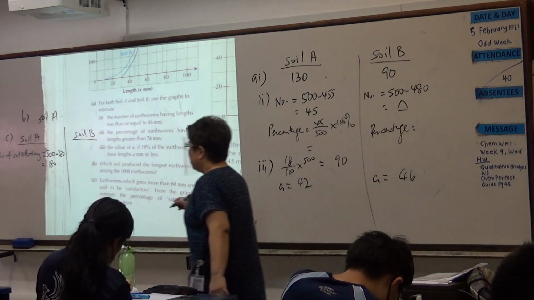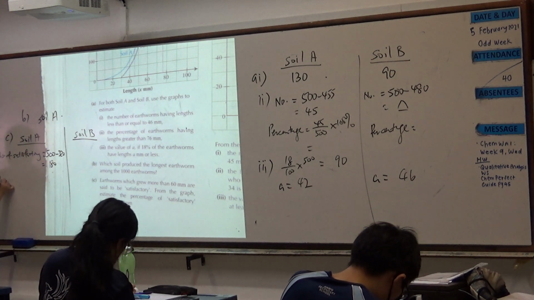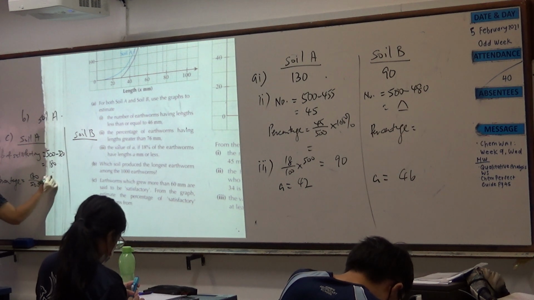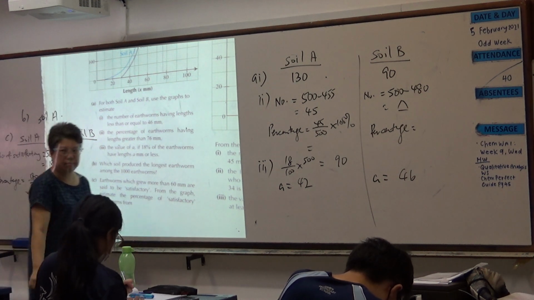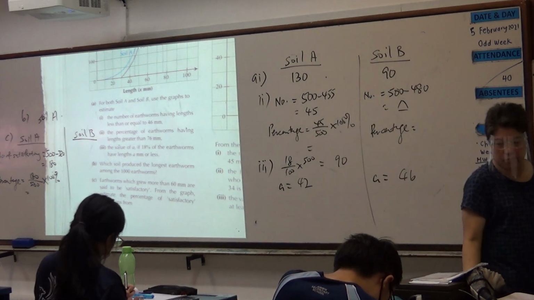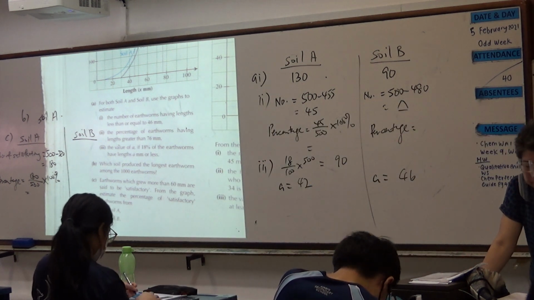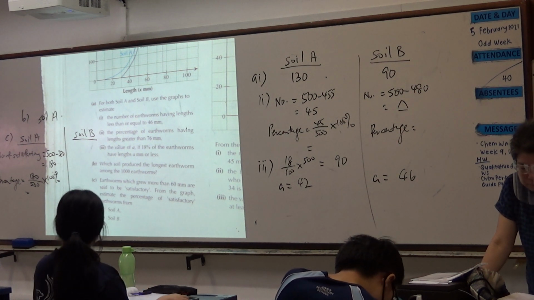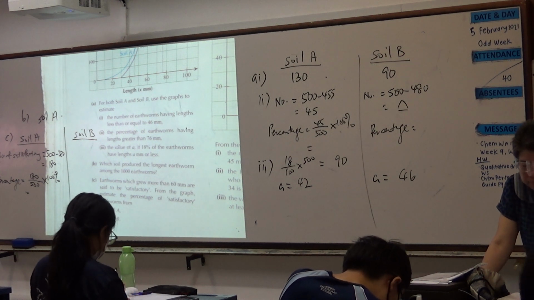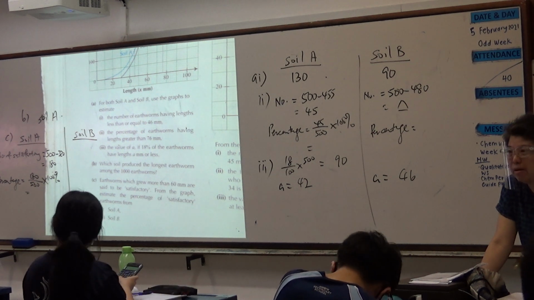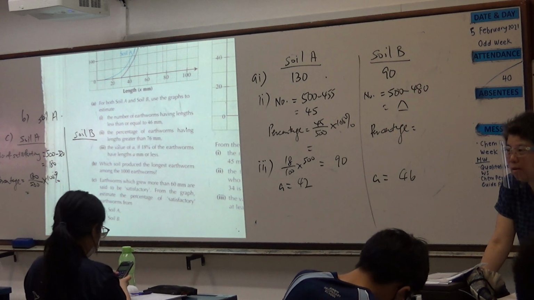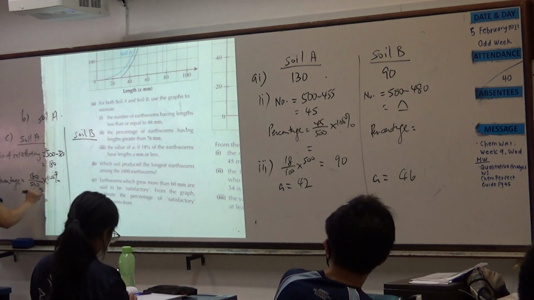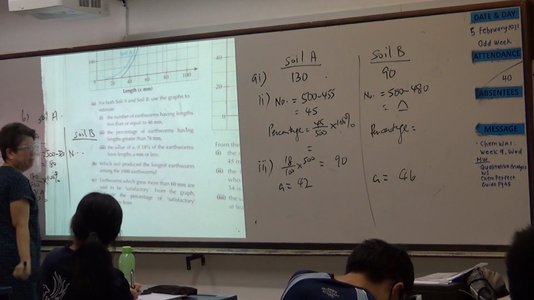Alright. So, percentage will be 180 over 500 times 100%. So how many percent? 36%. Okay. Now can you do the same for soil B?